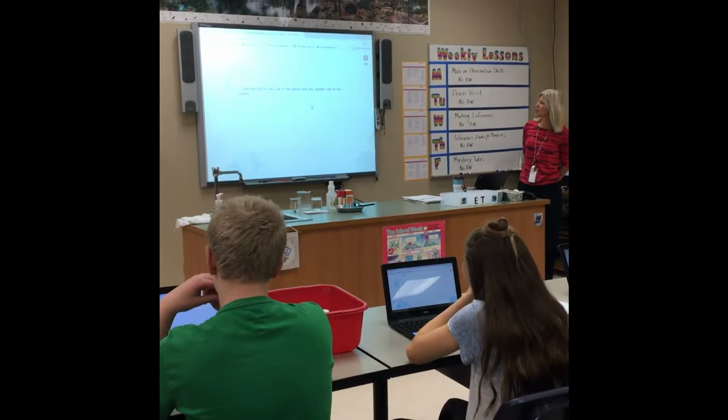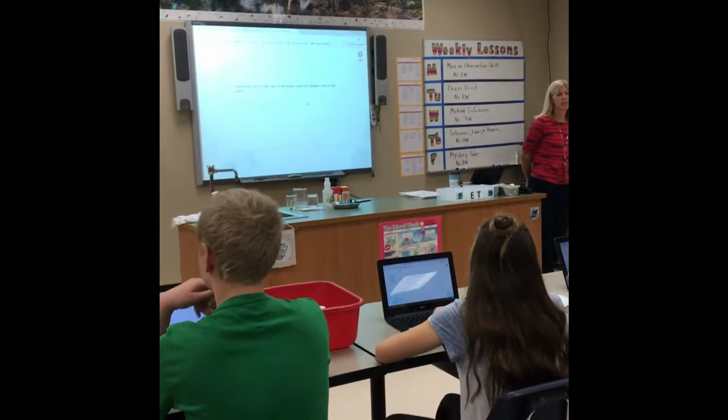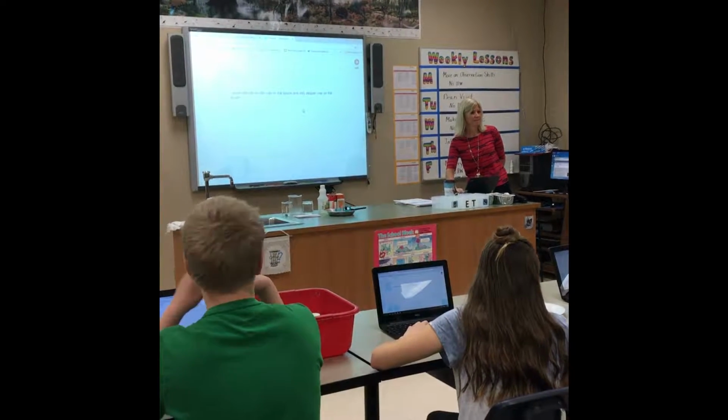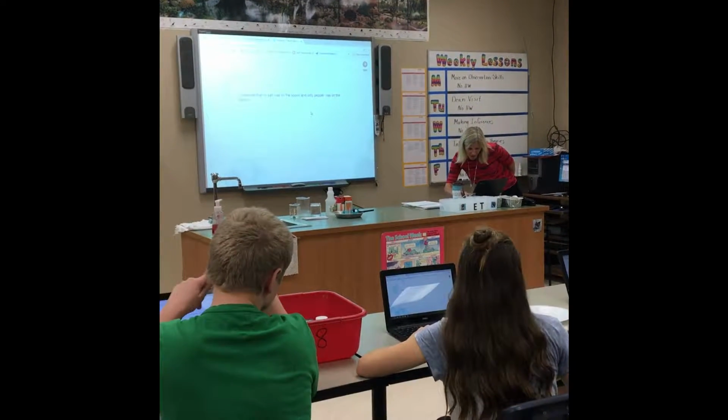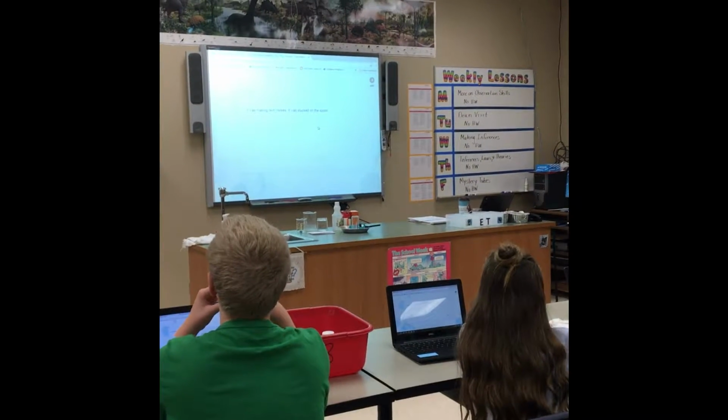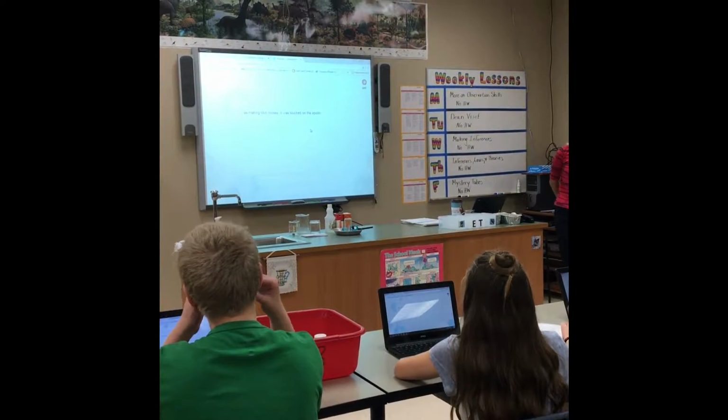I observed that no salt was on the spoon and only pepper was on the spoon. How many of you agree with that one? And one more. It was making tinking noises. It was stuck on a spoon.